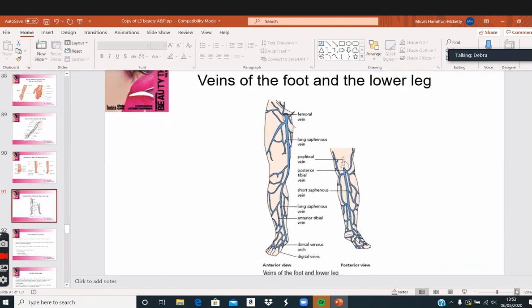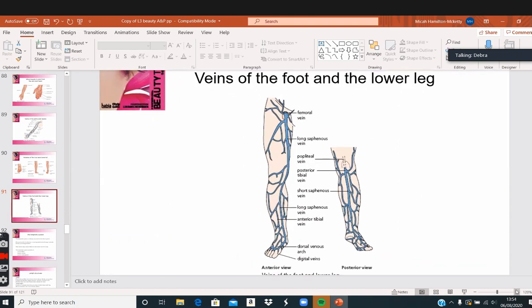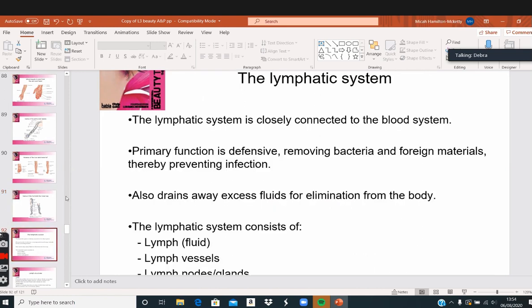You do have access to this PowerPoint, but you will need to learn these. There's no point in me just saying them out to you, because you have to learn them. Okay, that's good. Right, we've done the lymphatic system. Excellent. So ladies, that's what we covered today.